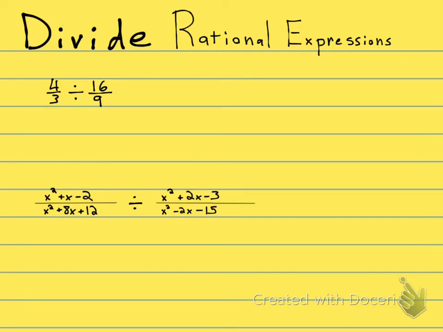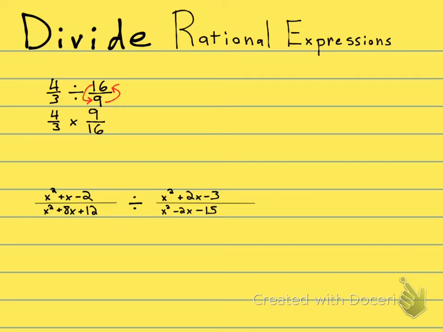4 over 3 divided by 16 over 9. Now, see if you remember, how do I divide fractions? How do I divide fractions? And the answer is, I don't. I take the first one and I multiply times the reciprocal of the second one. So I don't divide fractions, I turn it into a multiplication problem.